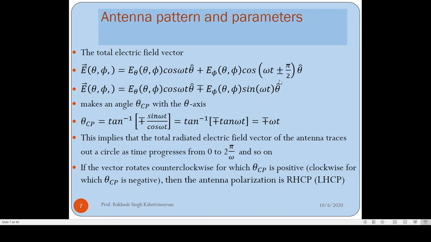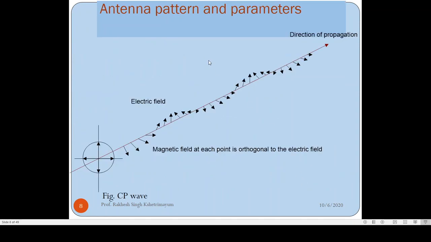If the angle is rotating in the negative, that is clockwise, direction, then we have a left hand circular polarized wave. So negative is for the left hand circular polarized wave, positive is for the right hand circular polarized wave, and delta for that particular case will be either plus or minus pi by 2. So when delta is equal to pi by 2, we have a left hand circular polarized wave because this angle is negative, and when delta is minus pi by 2, this is plus omega t, so we have a right hand circular polarized wave. So this diagram will show you what a CP wave is.